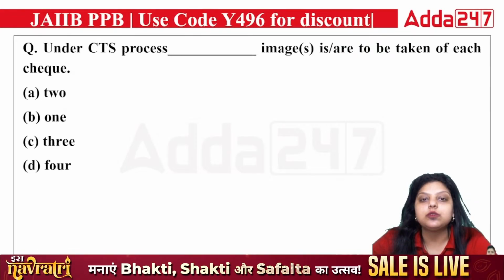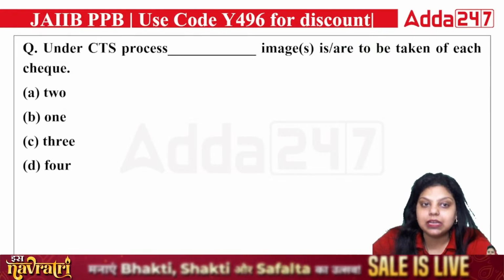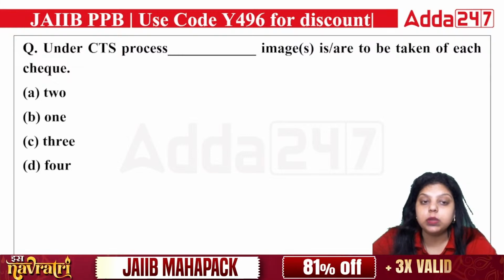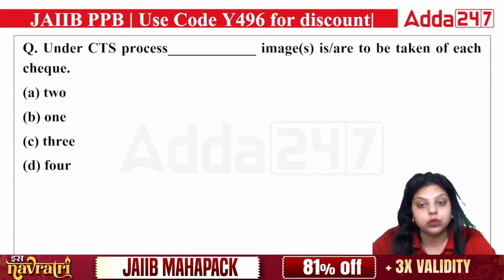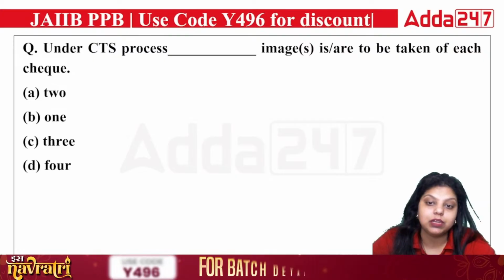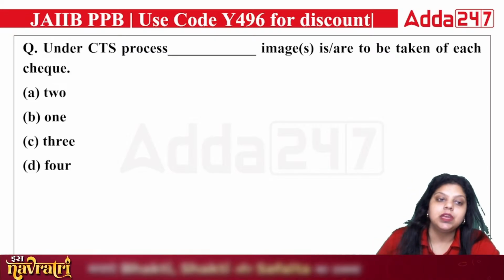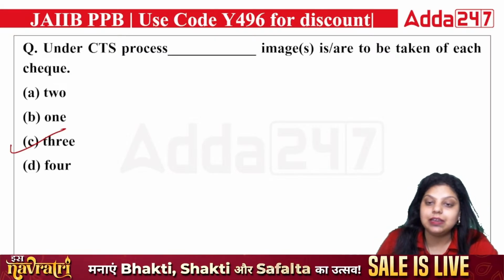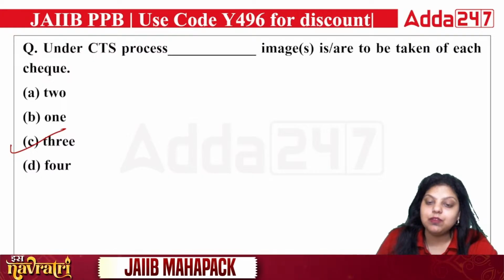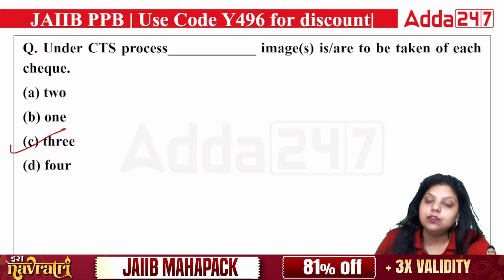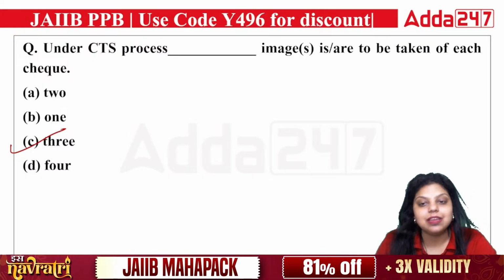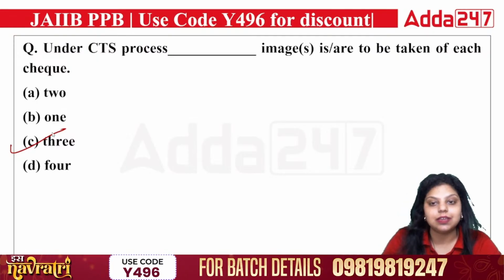Under the CTS process, dash images are to be taken of each check. 2 images, 1 image, 3 images or 4 images? How many images have to be taken? So definitely, as we have discussed, 3 images will be there. The first will be front grayscale, second will be front black and white, third will be back black and white. These 3 images have to be taken. So the right answer is C.